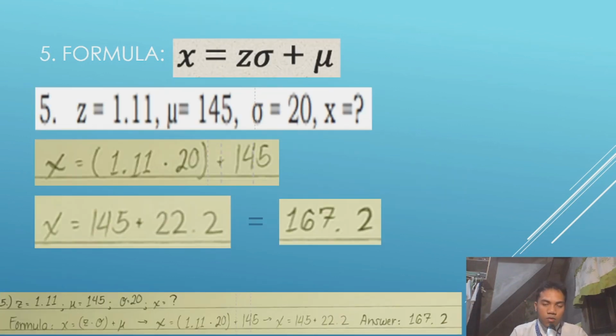Sa number 5 naman po, ang hanap po ay ang random variable x. To get it, we're going to multiply the z-score and the standard deviation. Then the product will be added into the mean. So now, kung i-substitute po natin z-score times standard deviation, which is 111, multiplied into 20. Now we're going to get the answer of 22.2. Now the product will be added into the mean, which is our 145. Now, if we add it, we're going to get the answer of 167.2.